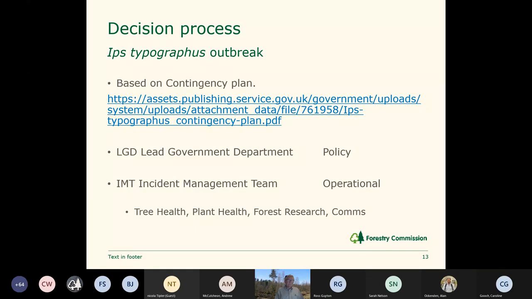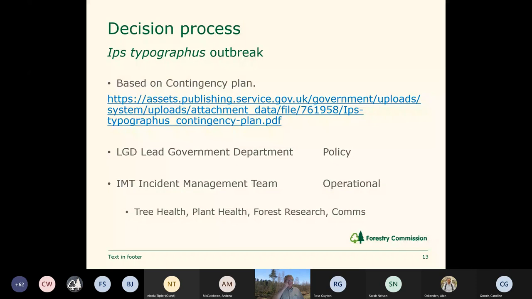The incident management team delivers the operational aspect of the work, engaging with the landowners, delivering the operational eradication work, setting up the surveillance and monitoring, and it comprises professionals from the tree health team, the plant health team, forest research. We've got comms support in there. We engage with the private sector, with the processing sector, with the landowning sector, with forest services. We're steered in terms of policy by the lead government department, but that's obviously a bit of a two-way conversation.